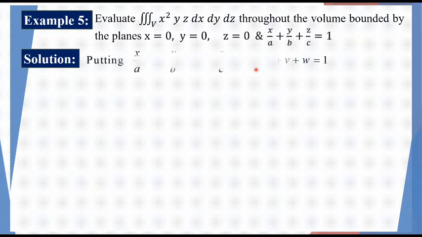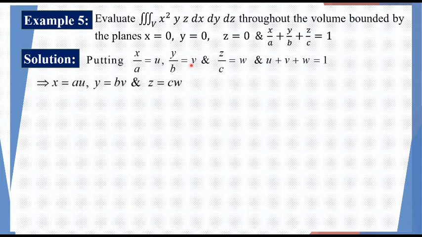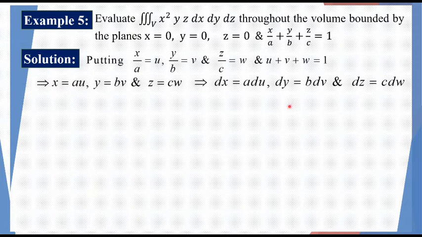So for this, we can let x upon a equals to u, y upon b equals to v, and z upon c equals to w, so that this is converted into u plus v plus w equals to 1. So we have to find the value of x, y, z and dx, dy, dz. So we can rewrite this in term of x equals to au, y equals to bv, and z equals to cw, so that dx can be written in term of a du, dy is b dv, and dz is c dw.